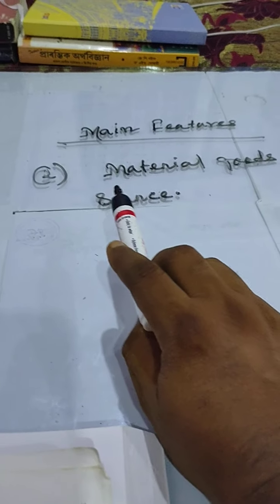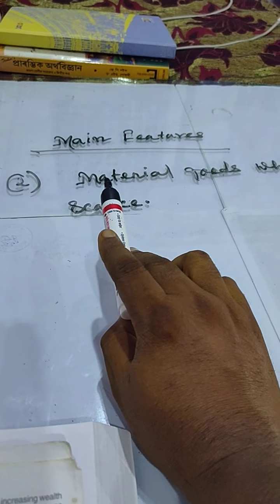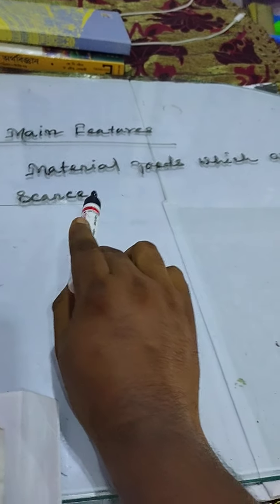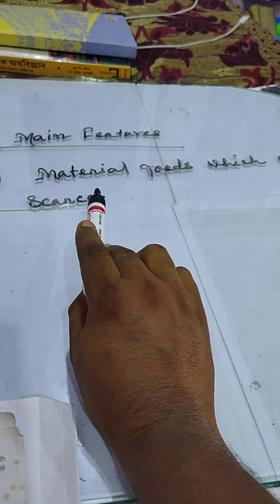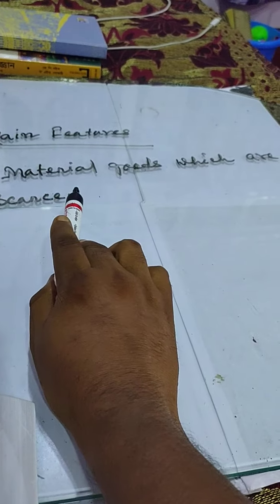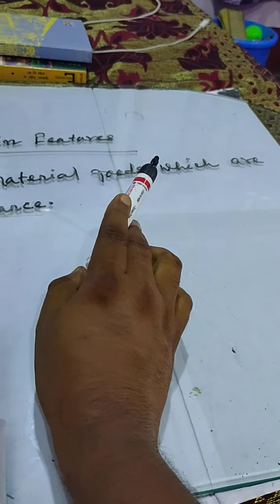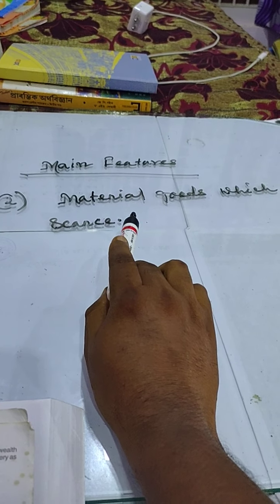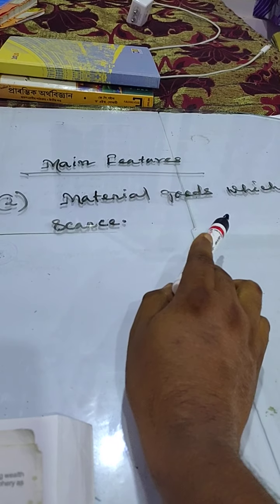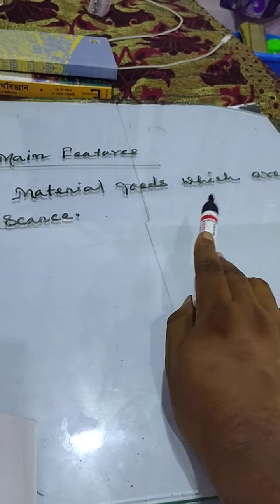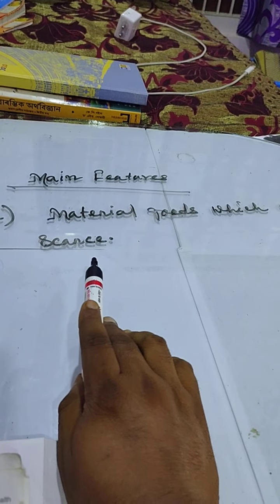Second, in his definition, he told that economics is the study of wealth. So, the term wealth has been used only for material goods which are scarce in nature. The material goods like table, chair, books, pen, etc. So, he indicates only the material goods which are scarce. Here, wealth means material goods.